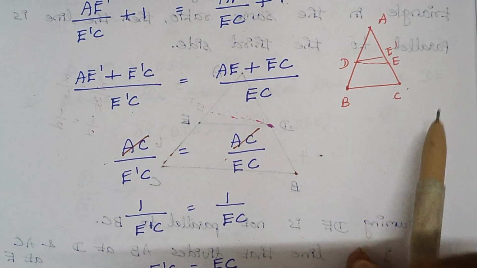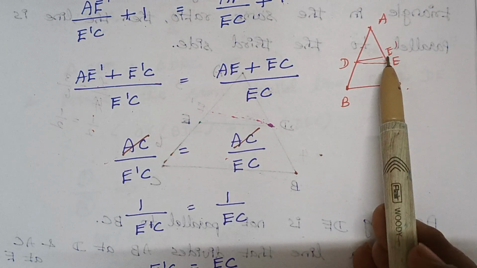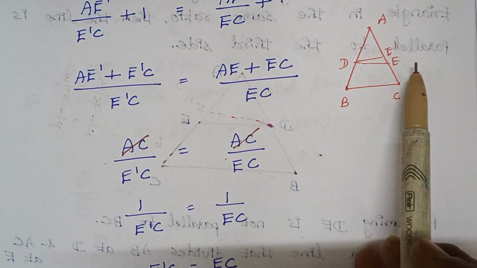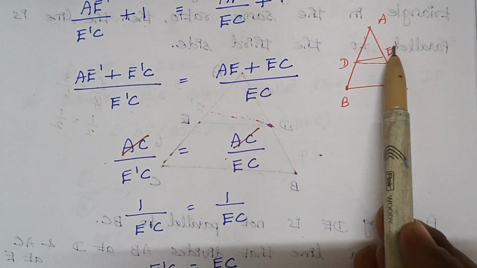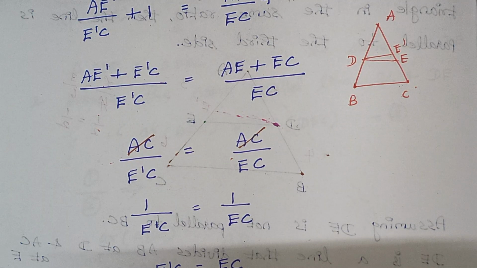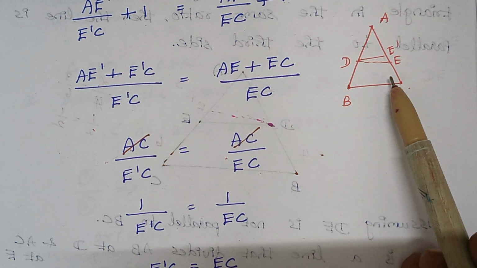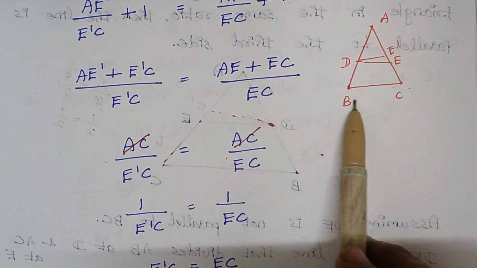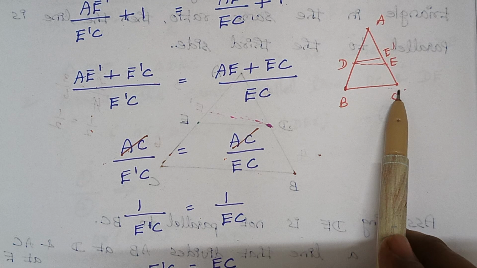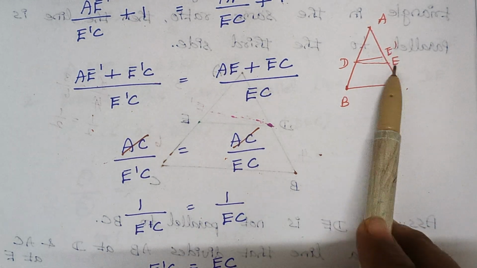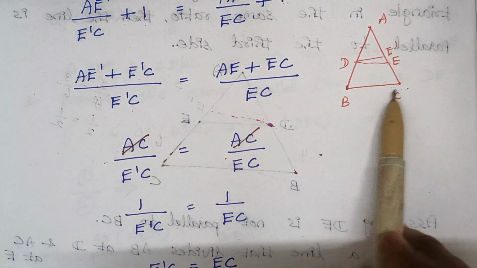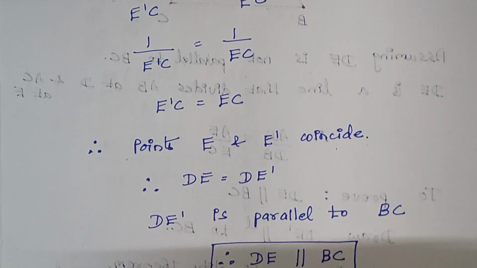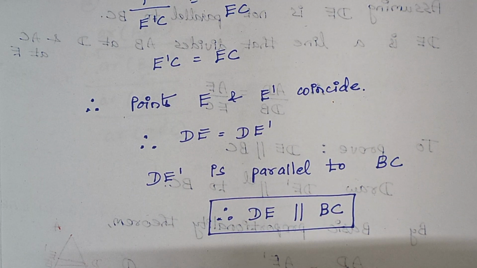That is DE dash. Okay, this is my DE dash. This is parallel to BC. But now you see this E dash and E points are the same. Or in other words, E dash and E points coincide. They are located at the same point. So if this is the case, then DE dash is parallel to BC. This is the thing which we already considered. Now both the points are same. So obviously we came to a conclusion, right, that DE is parallel to BC, and this is what we needed to prove here. Right?